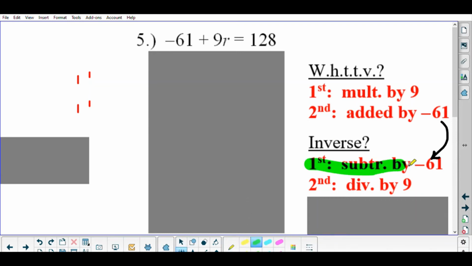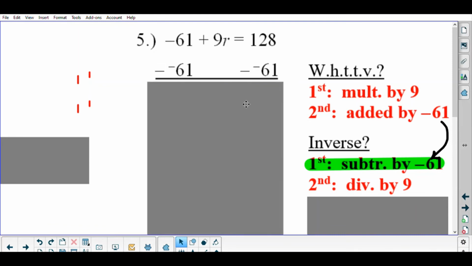We said we were going to subtract by 61. Or sorry, no we didn't. We said we were going to subtract by negative 61. Oh my goodness. Be very careful. Why am I saying be very careful? You need to have a slash for subtraction, and you also need to have a slash for the negative. You need them both, because if not, then you are not doing what you are supposed to be doing. So please double check that you have subtracting by negative 61.